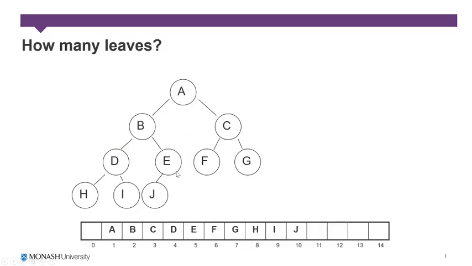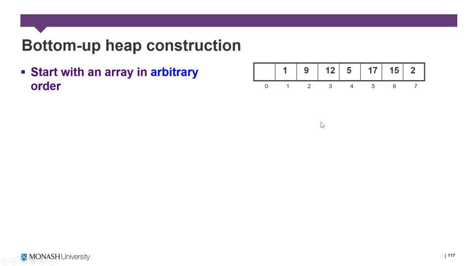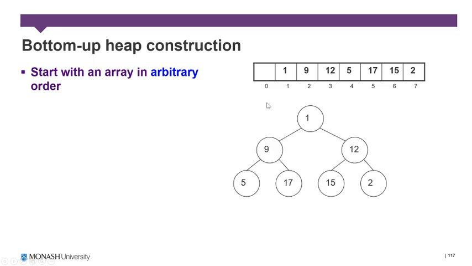So let's have a look at an example here. Like I was saying, we know that we've got at least these ones and the ones on the previous level. So we've got 5 leaf nodes in this example, and you can see there are 5 non-leaf nodes. The first non-leaf node is the parent of the last element, which is E in this example. So let's do the bottom-up construction. Start with an array in an arbitrary order. Here's an example.